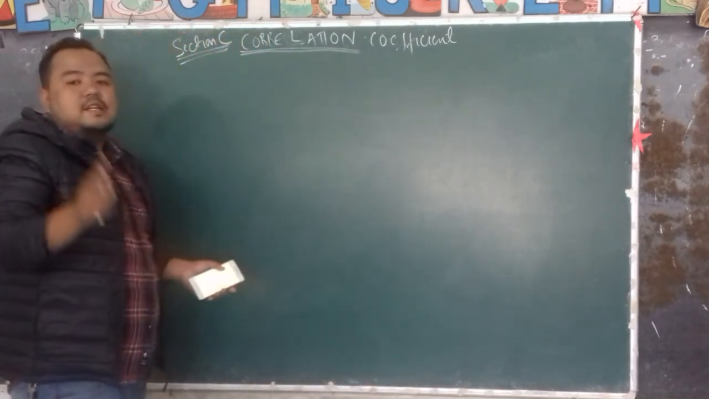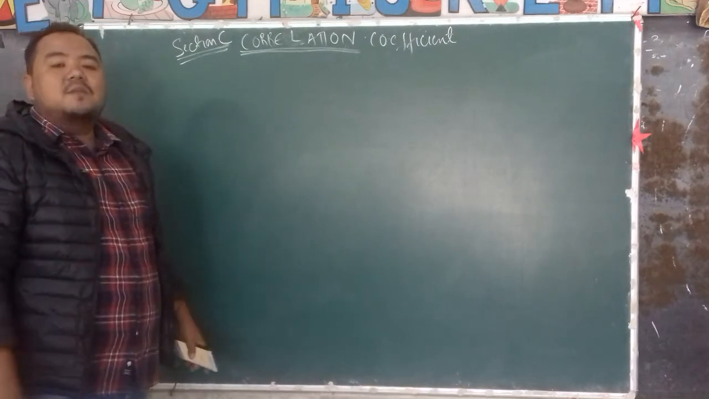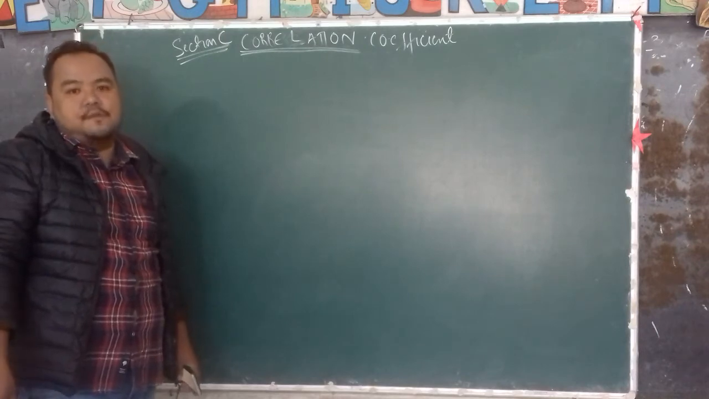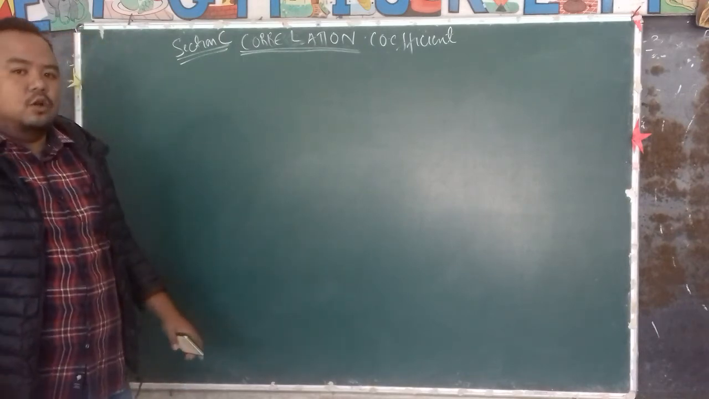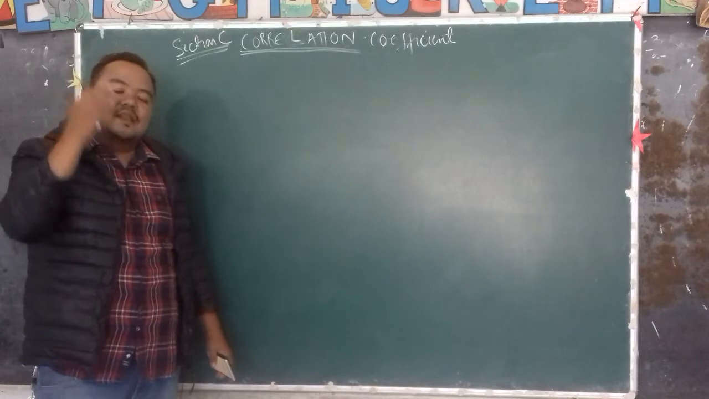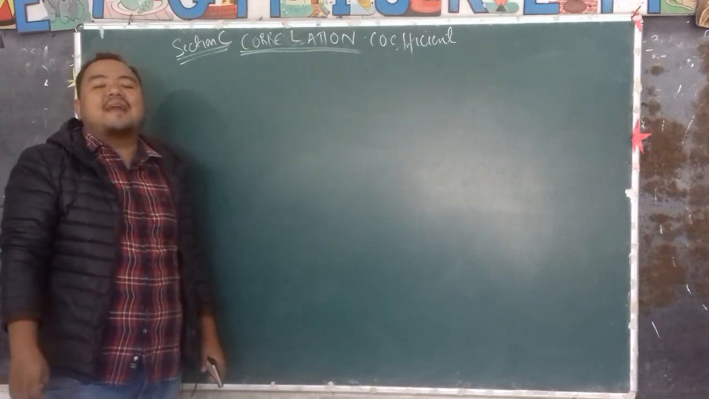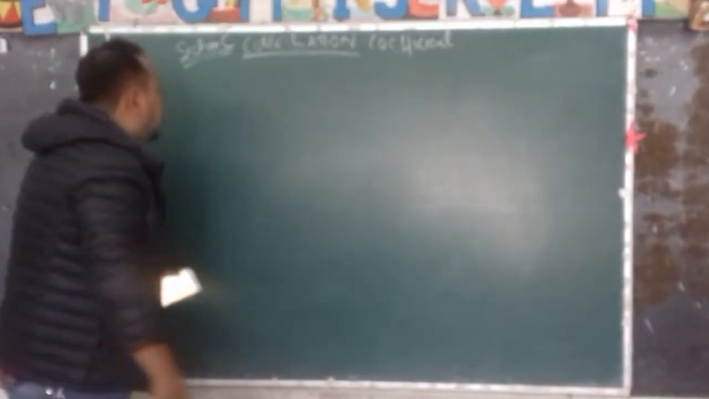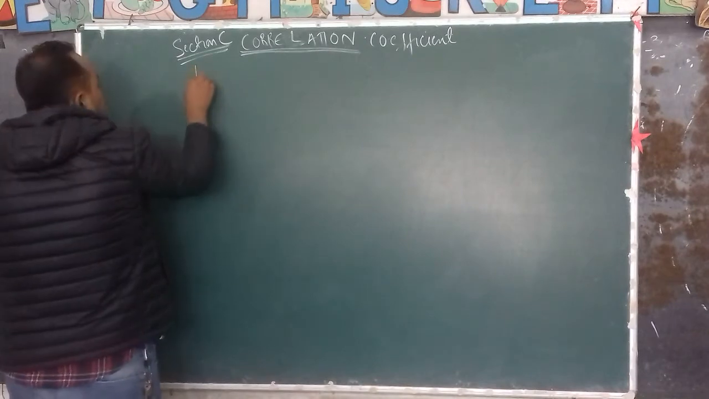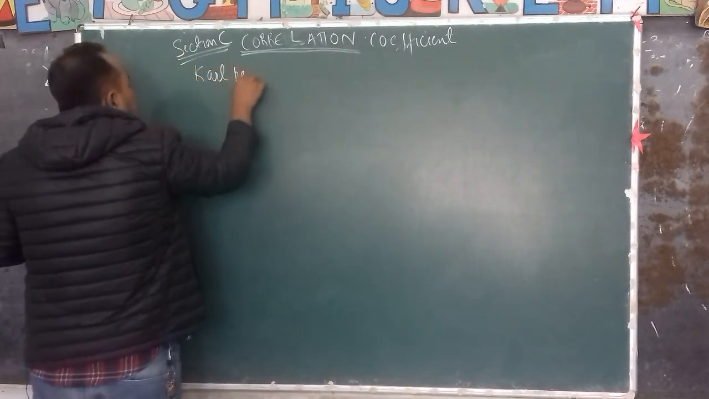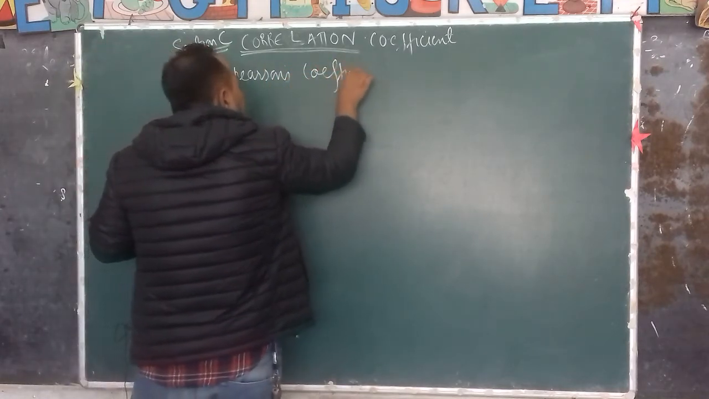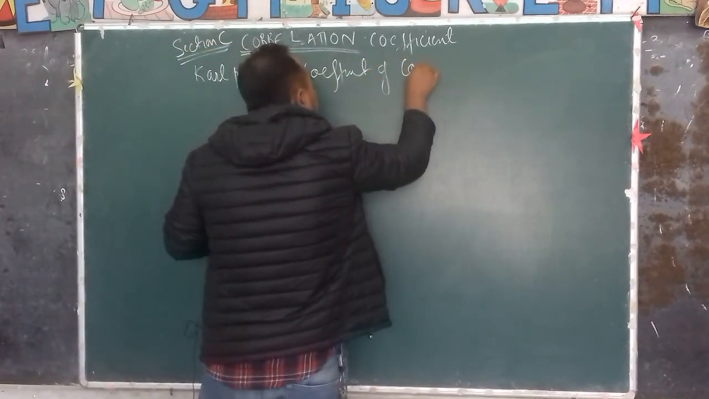There are 2 ways of finding correlation coefficient. One is Karl Pearson's coefficient of correlation, and the other one is Edward Spearman's rank correlation. Due to the pandemic, as you all know, they have cut down the syllabus, and in that syllabus they have removed Spearman's rank correlation. So you just have to know Karl Pearson's coefficient of correlation. So let us begin with Karl Pearson's. The name of the method is Karl Pearson's coefficient of correlation.